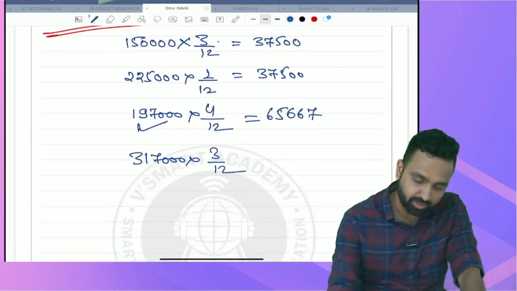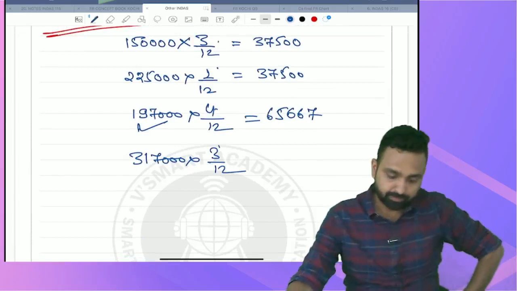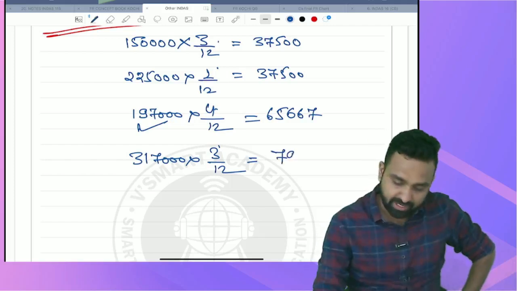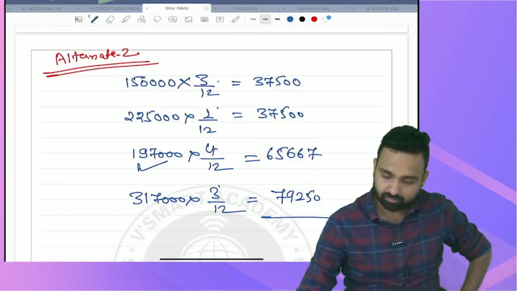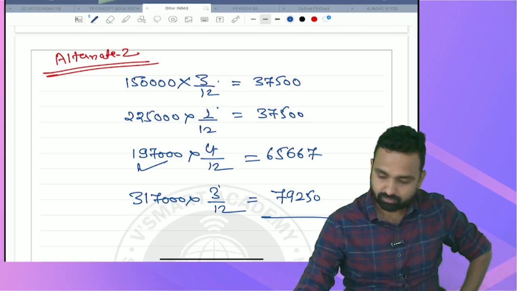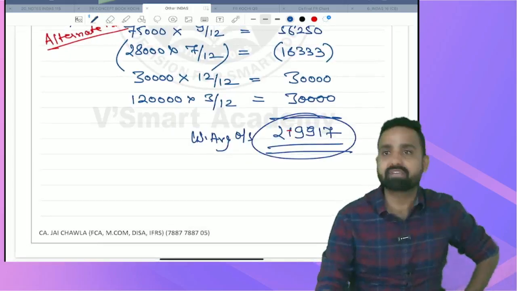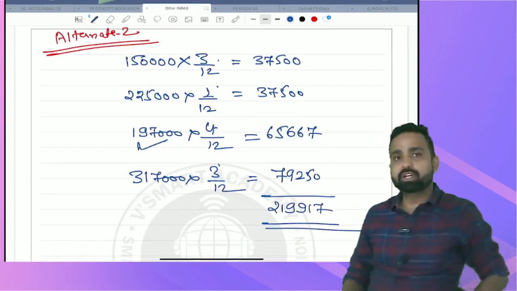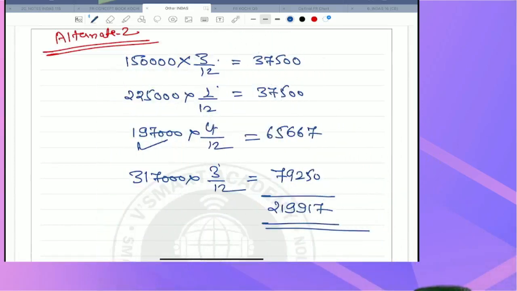317 is for 3 months. 317 into 3 by 12, it's 79,250. The total is 2,19,917. Same, it's 2,19,917. Which method do you prefer? First one? Everyone, please tell me. First one, if you prefer, it's fine.